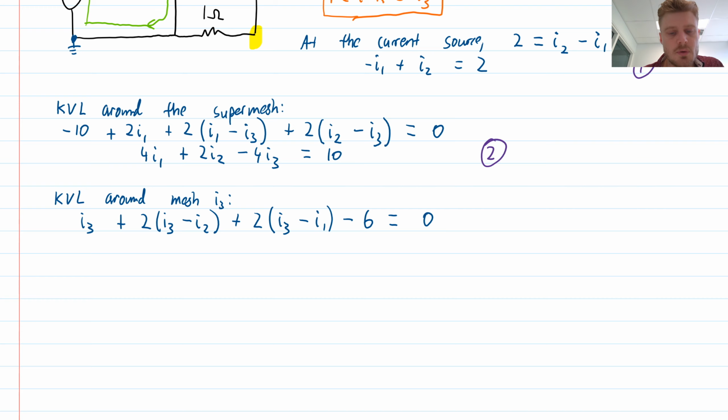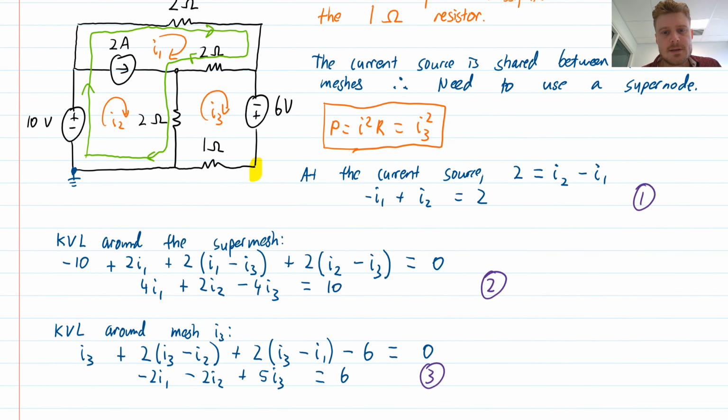So I'll just order my variables, sort them. That'll be a minus 2 times I1, a minus 2 times I2, and then my I3s will be plus 5 I3, and I'll bring the 6 to the other side, equals 6. And so that will be equation number 3. So I have a system of equations, 3 equations, 3 unknowns.